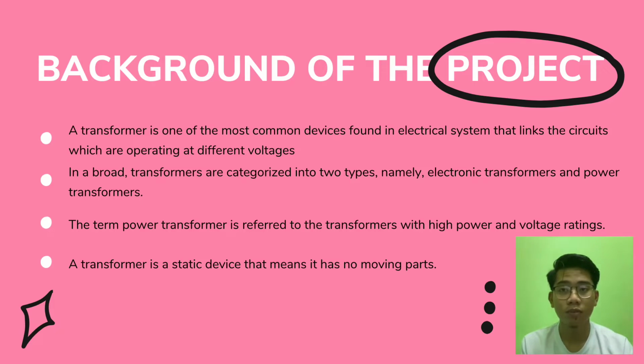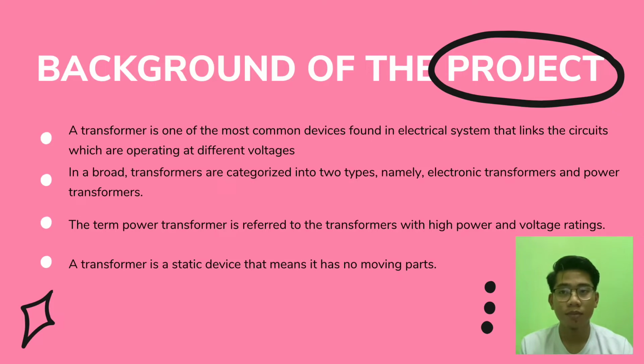In broad terms, transformers are categorized into two types, namely electronic transformers and power transformers. Electronic transformers operate at very low voltage and are rated at low power level. These are used in consumer electronic equipment like television, personal computers, CD or DVD players, and other devices.